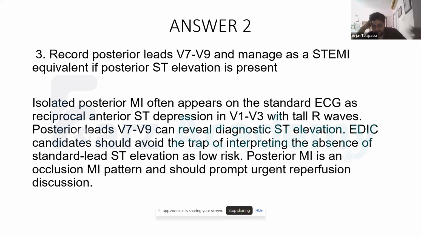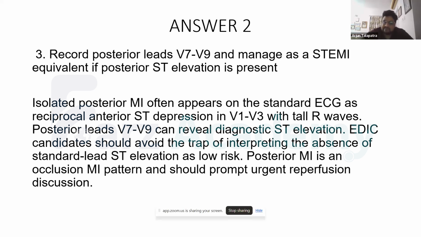Isolated posterior MI often appears in the standard ECG as reciprocal anterior ST depression in V1 and V2 with tall R waves. If you find this pattern, immediately do posterior leads and see if there's any ST elevation in the posterior leads. If there is, this is a STEMI. So posterior leads can reveal diagnostic ST elevation.